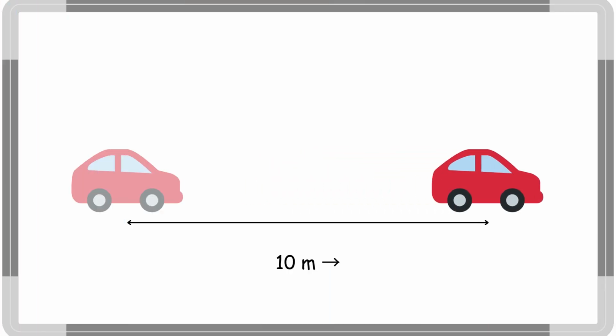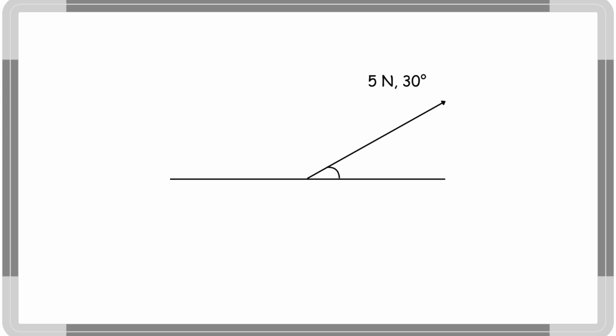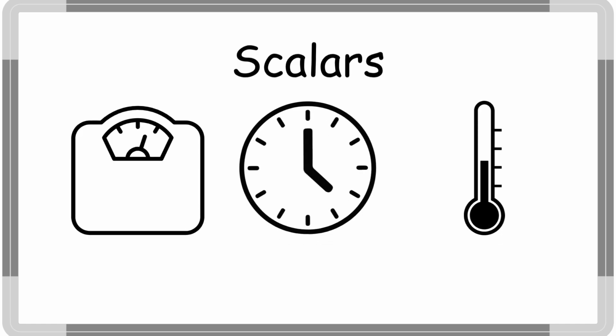Say a car moves 10 meters to the right. That's a displacement vector. Or, if you're pushing a box with 5 newtons of force at a 30-degree angle above the horizontal, that's a force vector. Scalars, on the other hand, are quantities with only magnitude, like mass, time, or temperature. But we'll be working with vectors today.